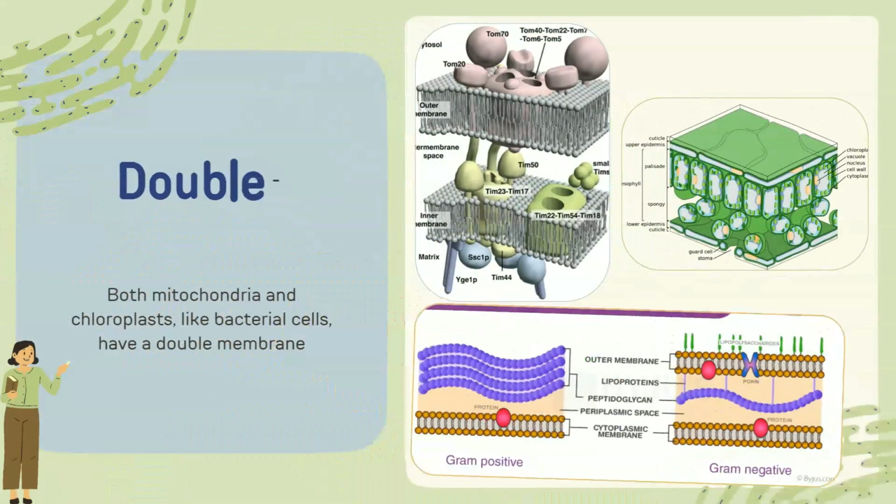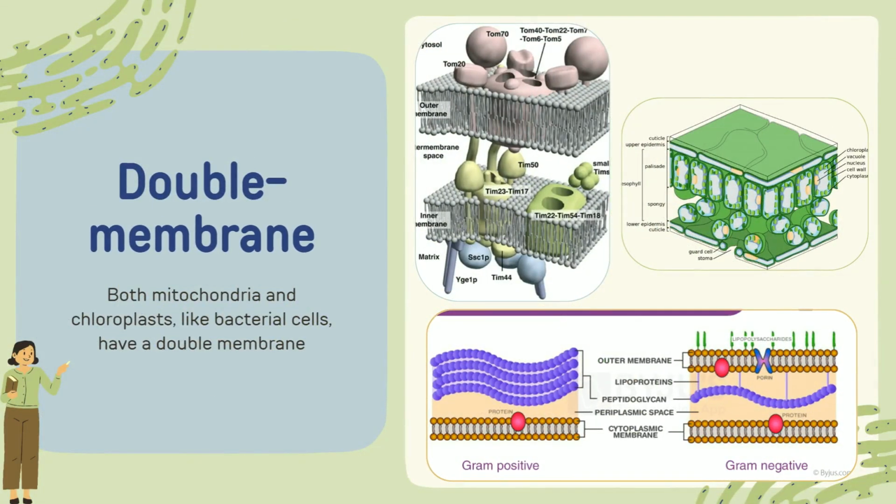To fully appreciate the connection, let's break down the shared characteristics. First up, the double membrane structure. Both mitochondria and chloroplasts, like bacteria, have an outer membrane that is smooth and protective, while the inner membrane is highly specialized. In mitochondria, it's formed into cristae to maximize energy production, and in chloroplasts, it forms thylakoids to drive photosynthesis. This structural feature is also seen in the bacterial plasma membrane, which is an evolutionary clue.